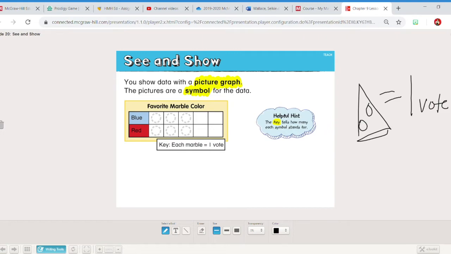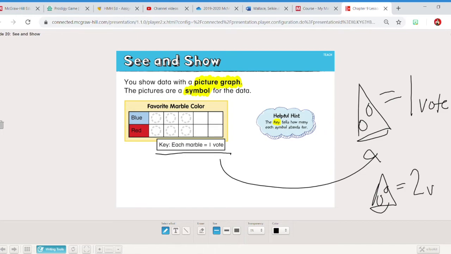So it says favorite color marble. We're going to practice here. It says the key tells us how many each symbol stands for. I even have that there. As an extension, sometimes you might see 1 pizza equals 2 votes, and you have to count by 2. That's why it's important to check your key before you do any work. But right now we're mainly looking at the 1 picture equals 1 vote. You can go ahead and trace your marbles for blue and red.